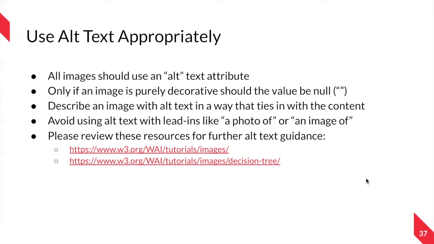And it should describe what an image is in relationship to the context and the content surrounding that image. So for example, if I have an image in an article, what is that image doing in that article? What am I trying to convey? And when you put alt text in an image, try to avoid lead-ins like this is a photo of, or this is an image of. You don't need to say that. Just say what the image is.